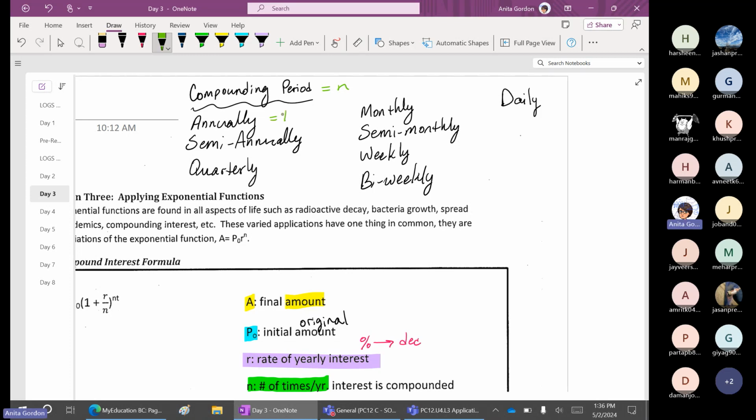1. Semi-annually, 2, then 4, 12, 24, 52, 26, and 365.